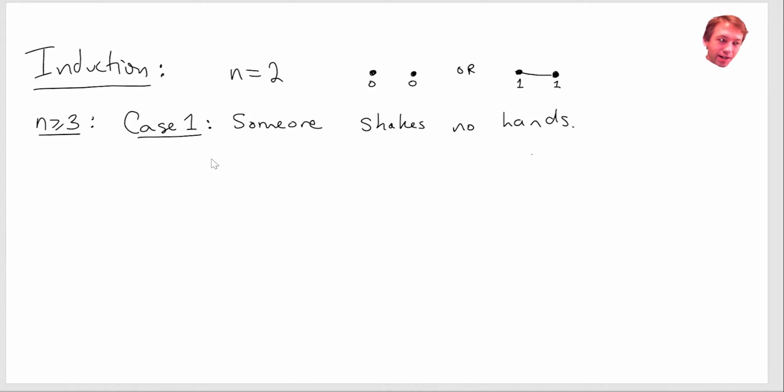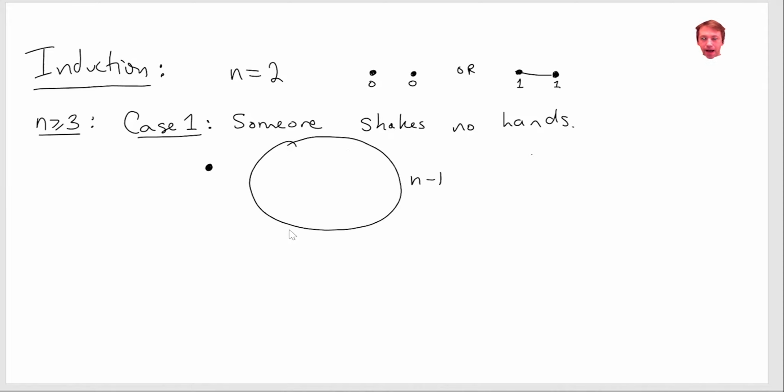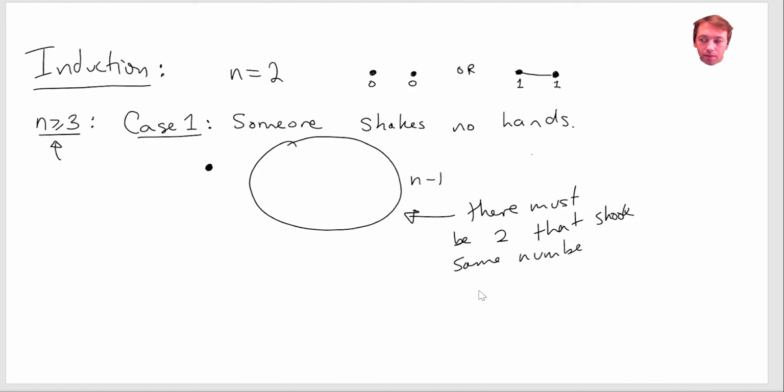That case can be done by induction, because imagine you've got this one person on their own. You can imagine that they didn't come to the party at all, and imagine you just have n minus 1 people. Elbows are definitely safer, yep. So you just imagine they didn't come. Then among the other n minus 1 people, because n is at least 3, there must be 2 that shook the same number by induction.